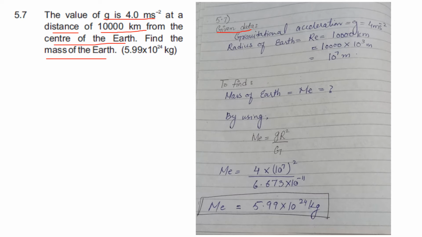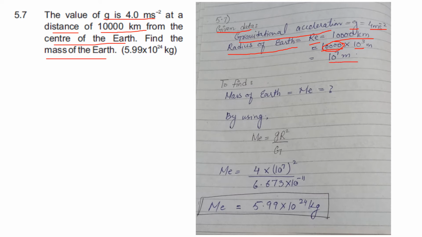As you know that g is basically acceleration due to gravity, or we can say gravitational acceleration. Both are the same thing. So I write over here gravitational acceleration, which is equal to small g, and that is given to us, which is 4 meter per second square. Then the radius of earth is also given to us, and we represent it with capital R and small e, which is equal to 10,000 kilometer. So I write over here 10,000, and kilo is equal to 10 raised to power 3. If I add all the zeros, these are the 4 zeros and these are the 3 zeros. If bases are same, we can add the powers, and that gives us 10 raised to power 7 meter.